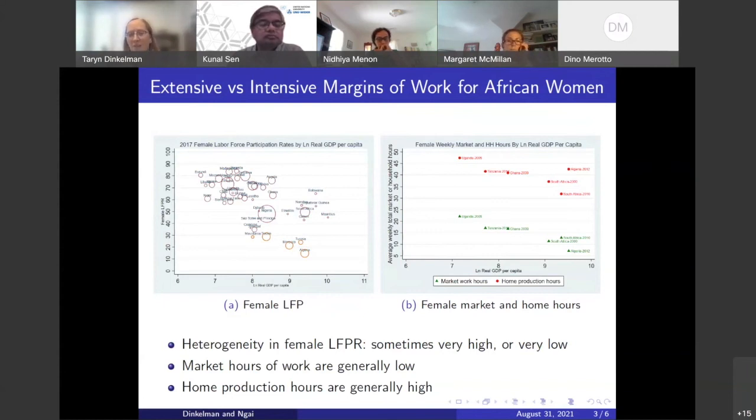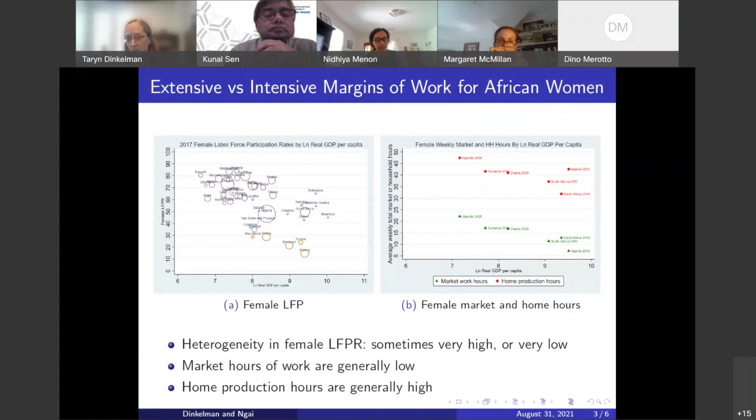And then on the right-hand side, what you see here is we've plotted the average number of hours that women are working in the market, which is the green triangles below, and the average number of weekly hours that women are working at home in home production, in the red dots. This is just a smaller set of African countries for which we have time use data. And what you see here is that there's a large gap between the average amount of time, for the same country, spent in home production versus market production.